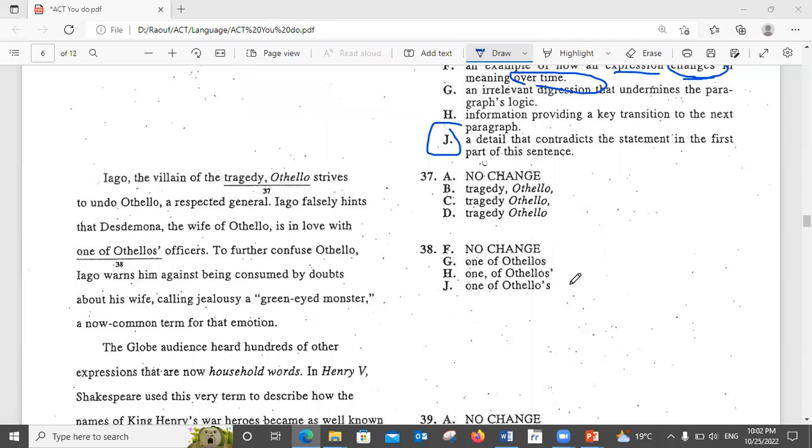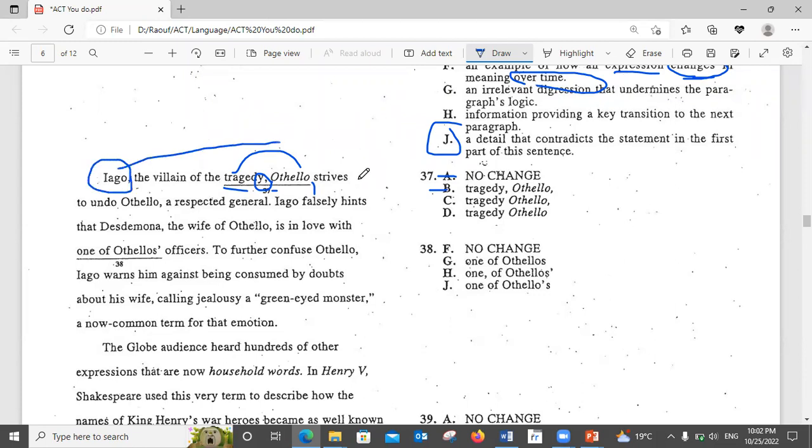Now let me intervene, gentlemen and young ladies, and see how 37 is structured and how it should be answered. Iago, the villain of the tragedy Othello. The tragedy is called Othello, so I don't need to separate the word tragedy from the word Othello, so A is incorrect. It's the same idea here. I need the comma here. I need the comma here. Okay, the villain of the tragedy Othello strives, because the subject is here, Iago, and the verb is here, strives. And all this part is the appositive. That's why I explained two lessons together.